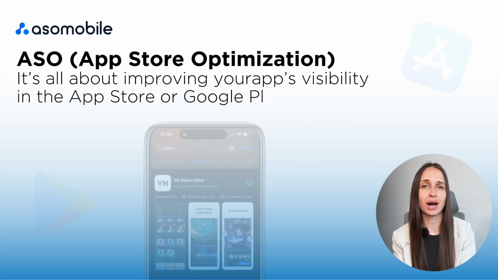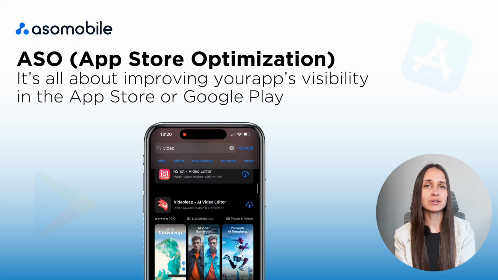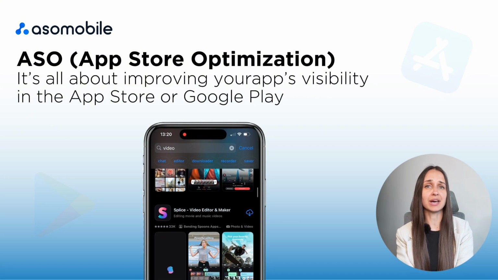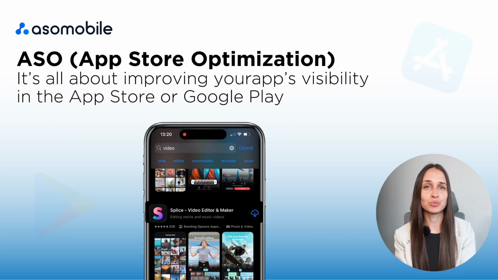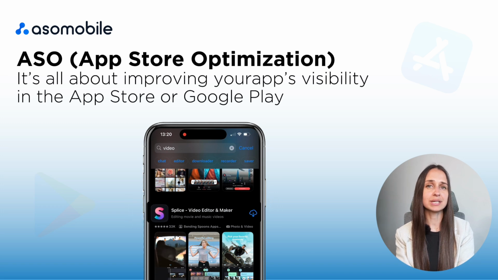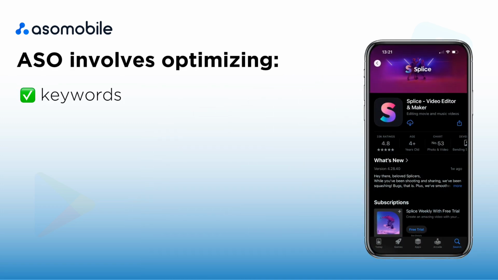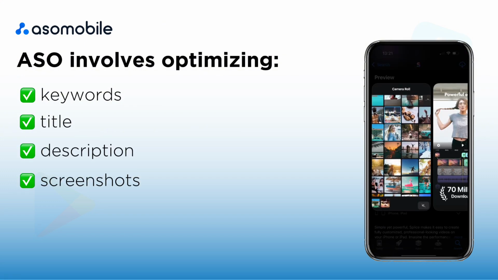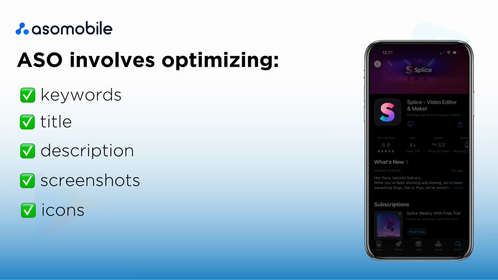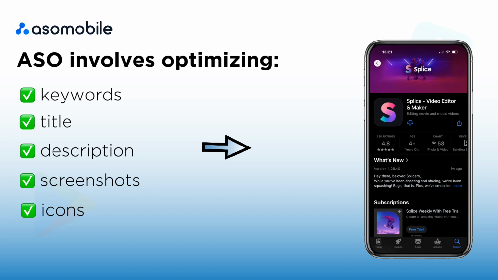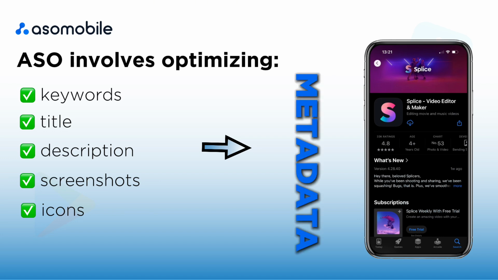ASO stands for App Store Optimization. It's all about improving your app's visibility in the App Store or Google Play, so more people can discover it, download it, and leave reviews. ASO involves optimizing keywords, title, description, screenshots, icons, and other visual elements. All these elements together are called application metadata, which is what the user sees before installation.